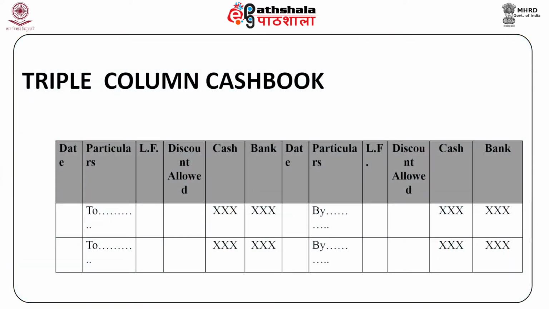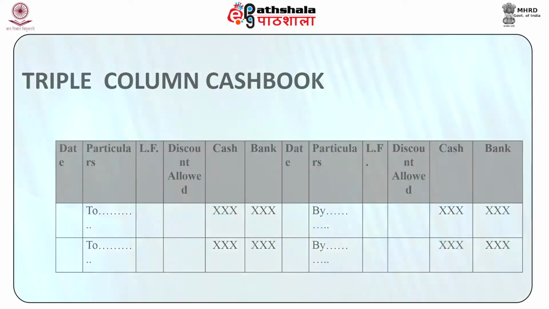Number one, cash columns. The process of ledger posting is same as is applicable in case of single column cash book. The bank columns. The process of ledger posting is same as is applicable in case of single column cash book. The third one is discount columns. The total of debit side of the discount column is posted to the debit of discount allowed account. Similarly, the total of credit side of discount column is posted to the credit side of the discount received account.